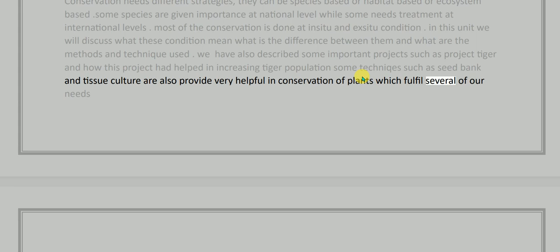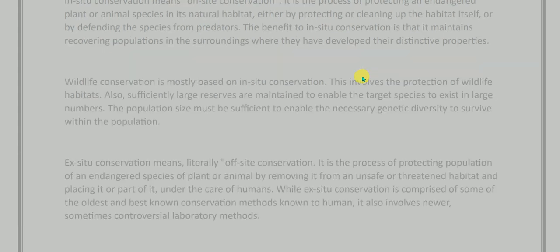In situ conservation means on-site conservation. It is the process of protecting an endangered plant or animal species in its natural habitat, either by protecting or cleaning up the habitat itself, or by defending the species from predators. The benefit of in situ conservation is that it maintains recovering populations in the surroundings where they have developed their distinctive properties. Wildlife conservation is mostly based on in situ conservation.